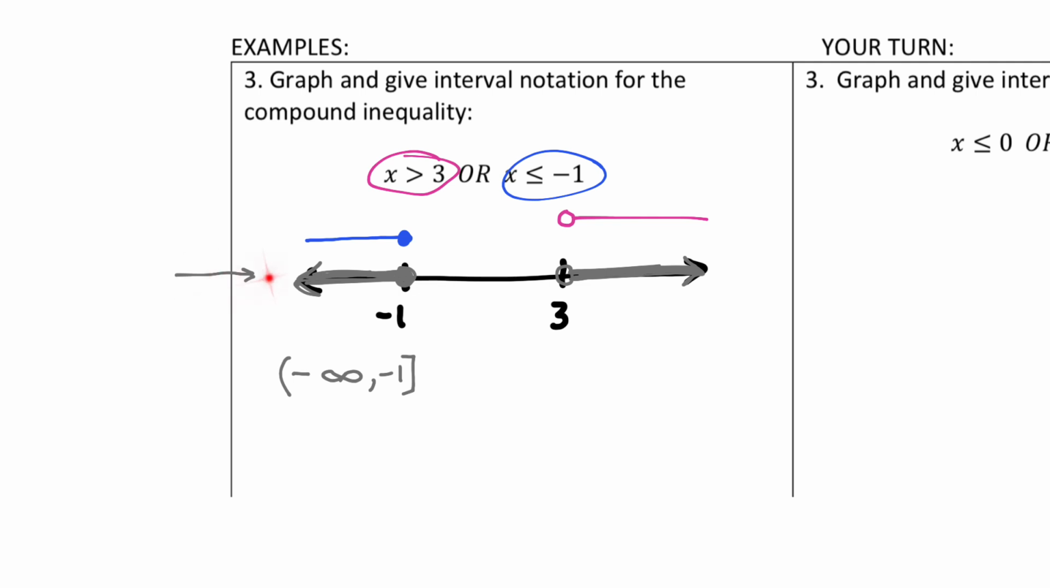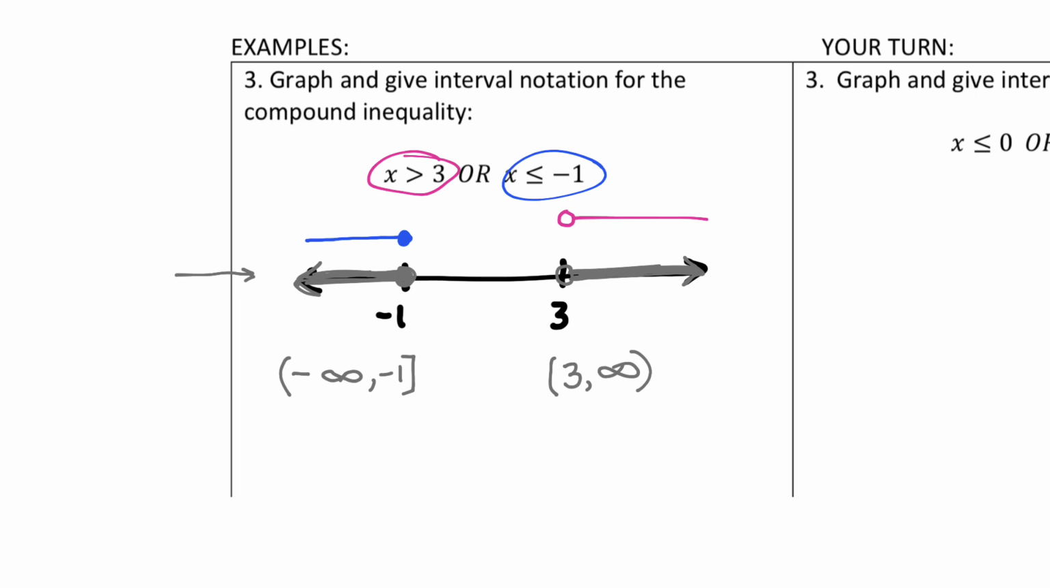Okay, so we're coming across. We've covered this part. Now we have a blank, so that's why it stops here. And now we're going to pick it up over here because none of this counts. This does. So now we have an open circle at 3, and it continues to positive infinity. And there we go, almost.